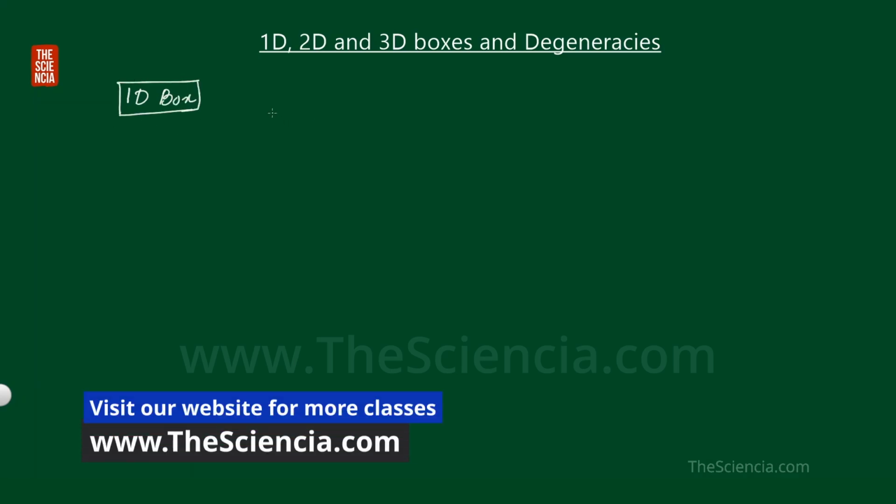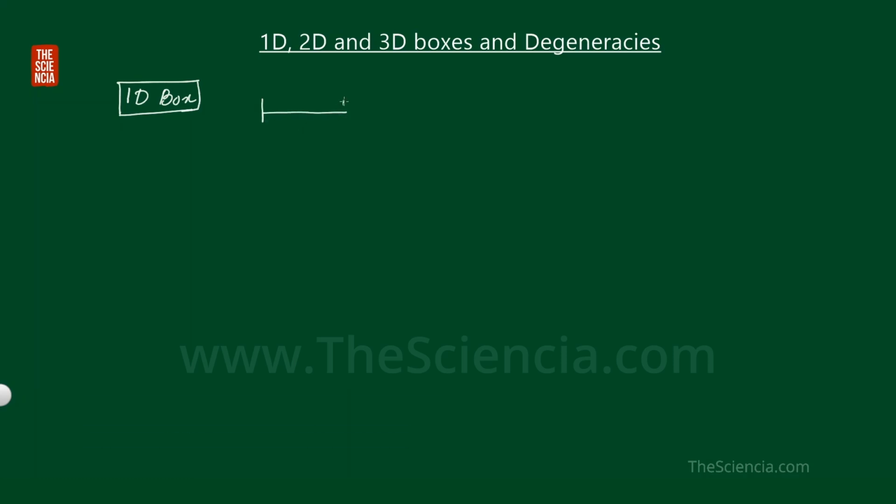The 1D box idea is like a straight line. A particle can oscillate in between these two boundaries, that is, boundaries 0 to L. This region is restricted for the particle and this region is also restricted, because the boundaries have infinite potential. The particle can oscillate only in between these two boundaries, and the potential of the particle is 0 because it is a free particle.